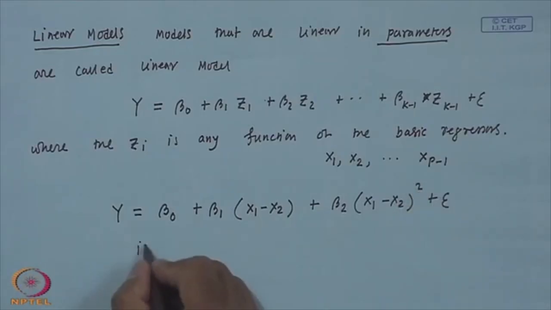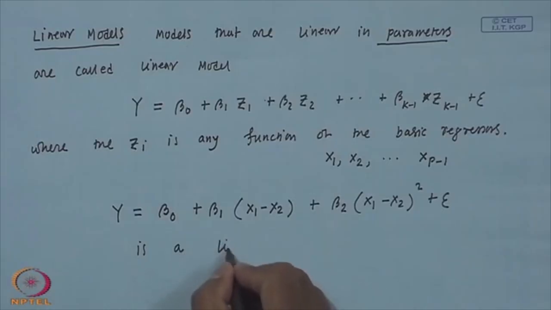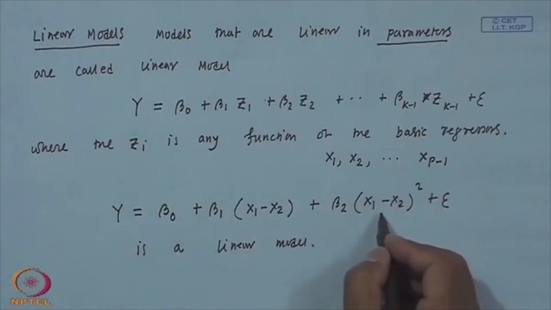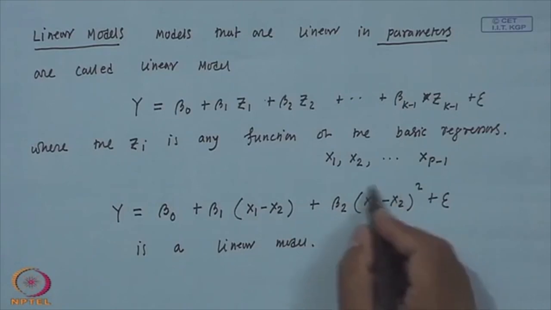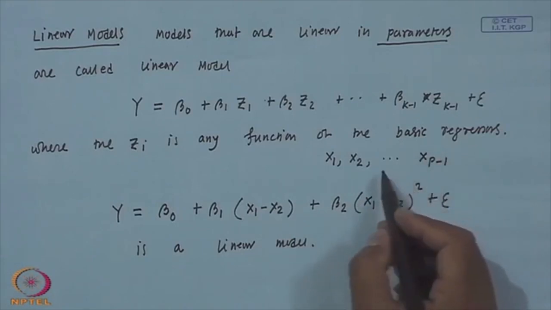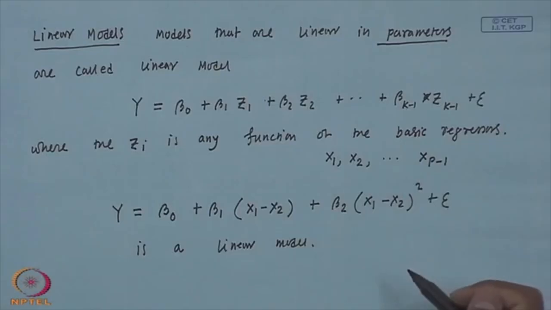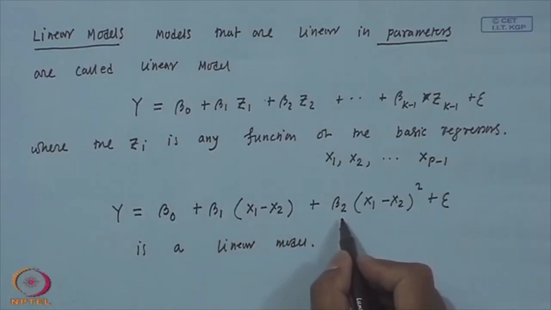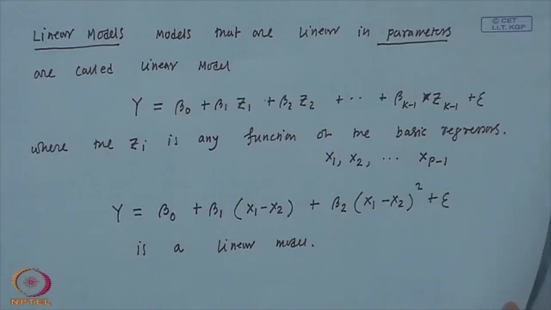So, this is a linear model, okay, because here this is my z 2, z 1, z 2 could be any function of the basic regressors, but this model is linear in parameters. The parameters are beta naught, beta 1 and beta 2. So, this model is called linear models. Okay. So, then what we mean by nonlinear model?